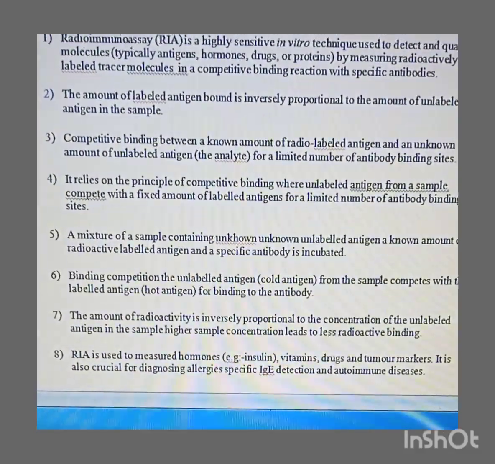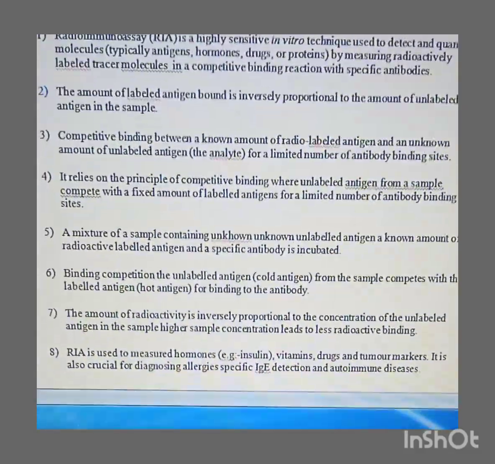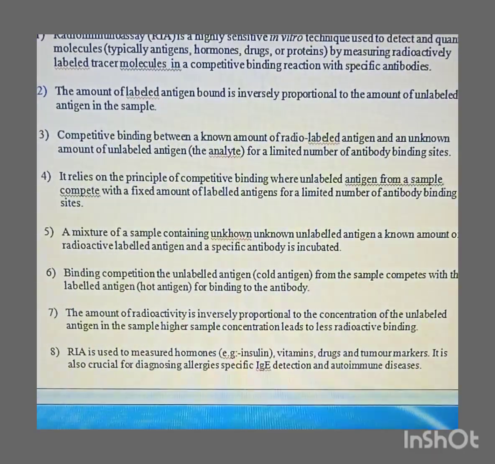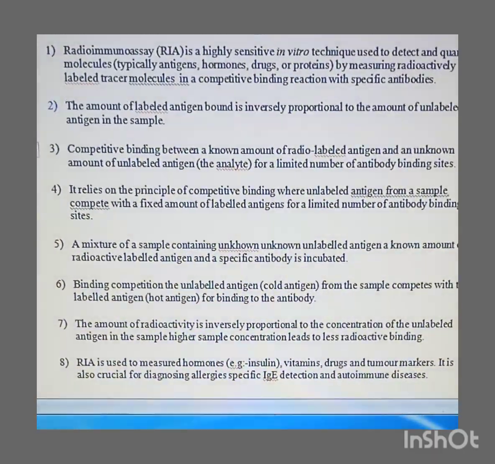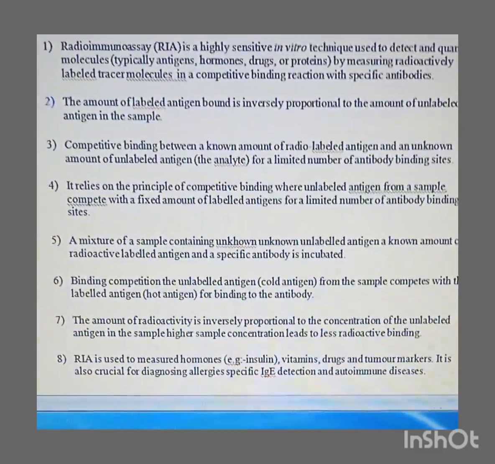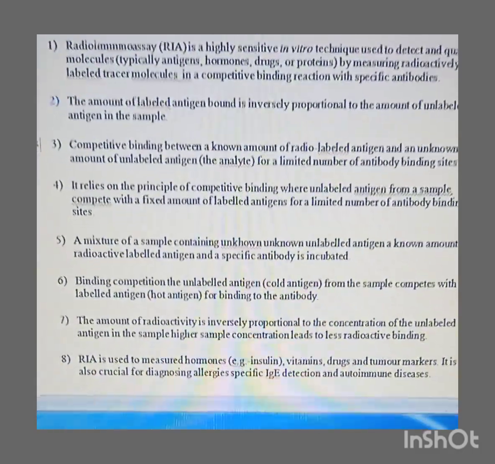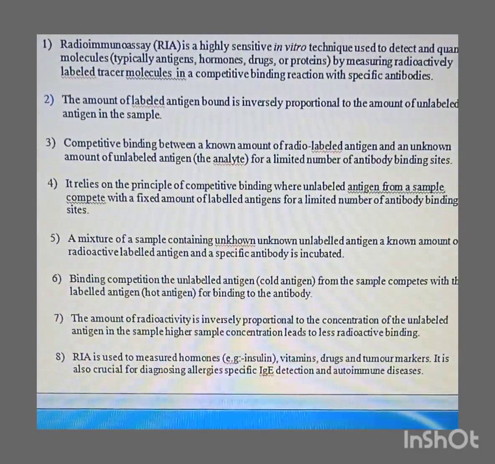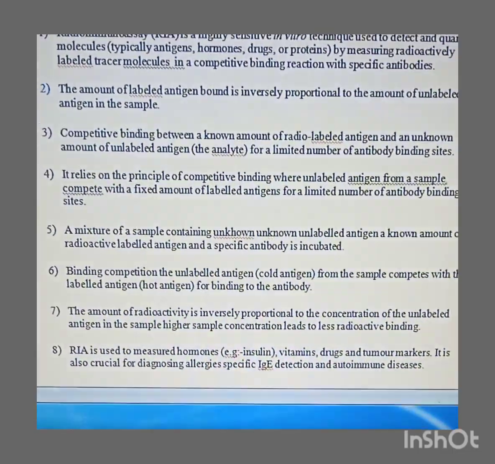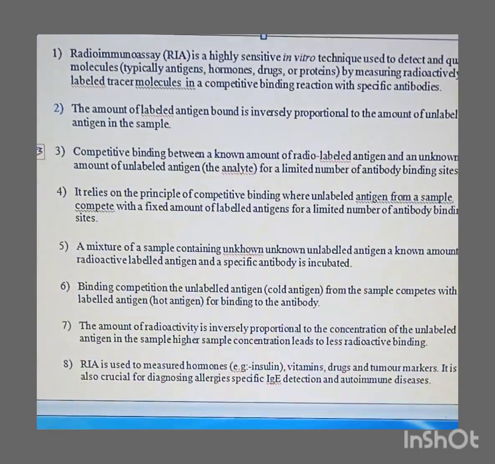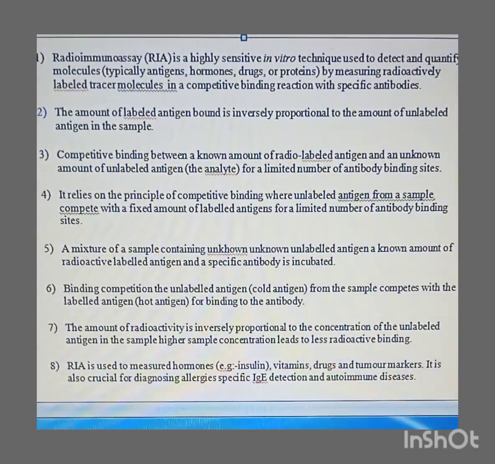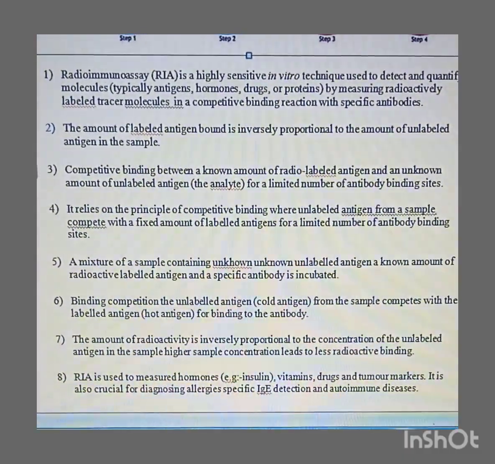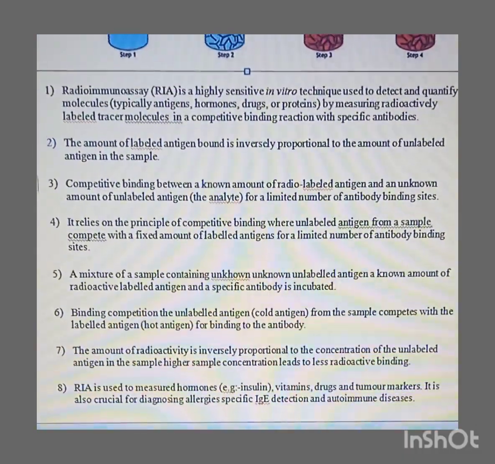Then the last point is RIA is used to measure hormones, for example insulin, vitamins, drugs and tumor markers. It is a very beneficial technique for diagnosis, mostly in tumors. It is also crucial for the diagnosis of allergy, and specifically for detection of autoimmune disease also. So these are our main and important points about radioimmunoassay.